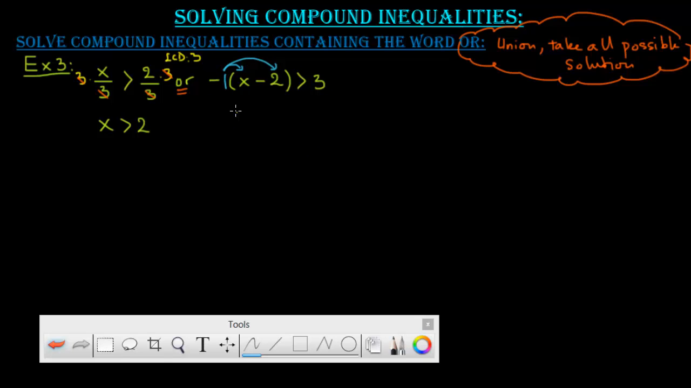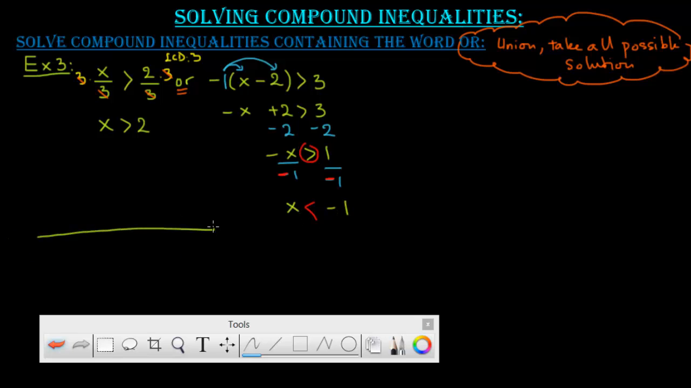So that gives me negative x plus 2 greater than 3. Isolate the x by subtracting 2 on both sides. We will have negative x greater than 1, and divide both sides by negative 1. Since we are dividing by a negative number, we're going to flip the inequality sign. So it gives me x less than negative 1.